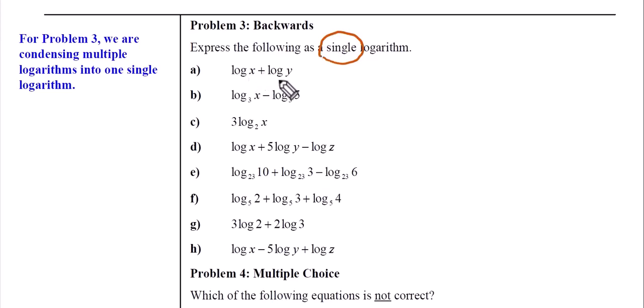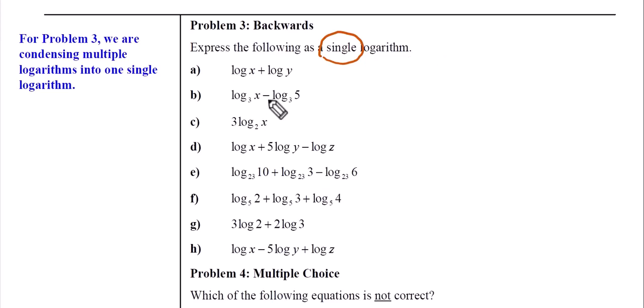Notice that they have the same base. It's actually a common base because it's not showing there, base 10. There's an addition. Addition is multiplication. So I can rewrite A as log xy. That's it. And if you want to get more technical, you can. So if you want to put parentheses to make sure that your argument is just 1, perfect. Okay. A is done.